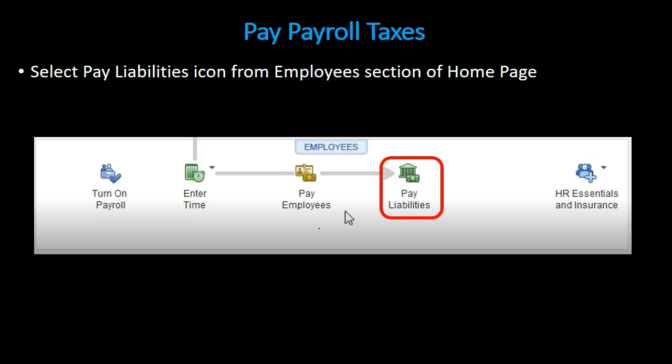The U.S. is going to have, of course, the taxes related to federal income tax, Social Security, and Medicare that we are going to keep from the employees and then pay it to the government. And then there's going to be state taxes as well that could be taken out of the paycheck. And of course, we're going to have our employer portion.